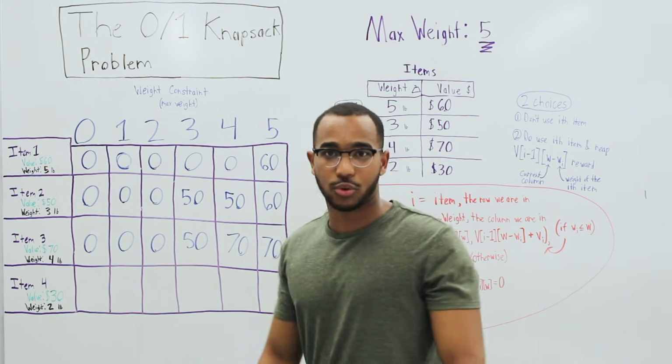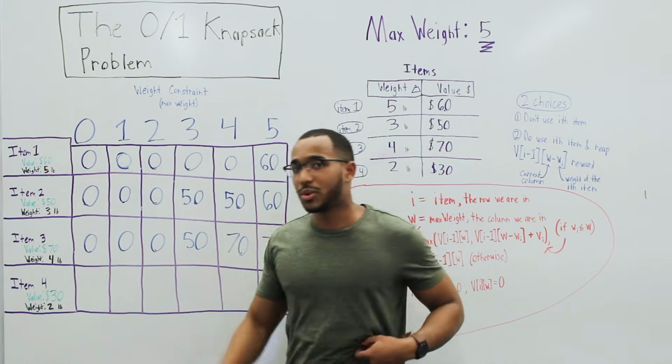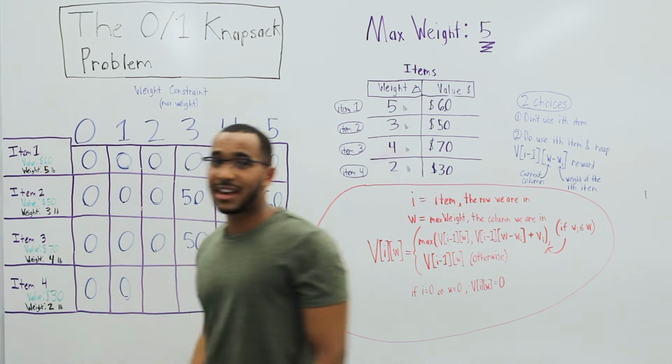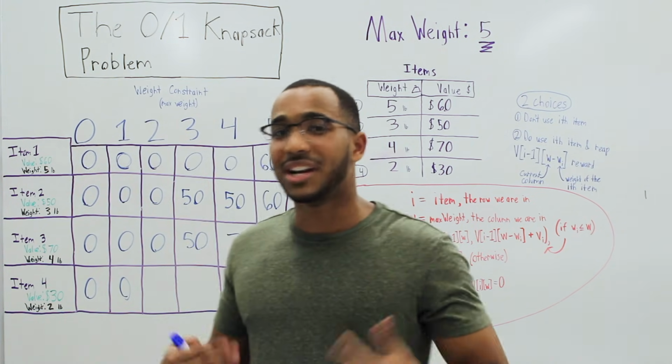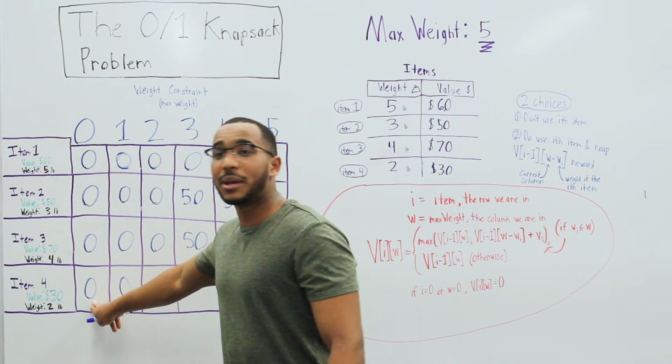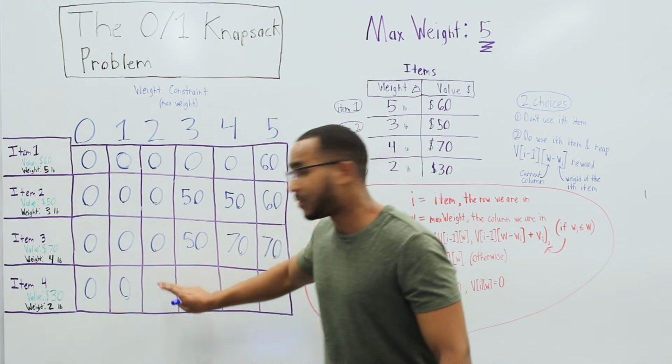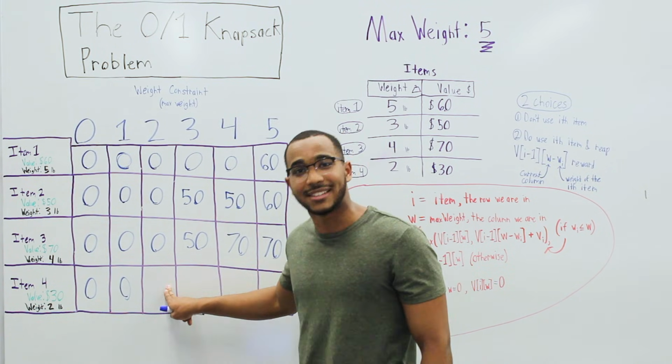Now let's solve the last row. So this item is 2 pounds. We can't do anything here. We can't do anything there. It's 2 pounds. We're not gonna be able to choose it. We won't be able to choose it. We won't be able to choose it. Now we have an opportunity to optimize. Let's see what it is.